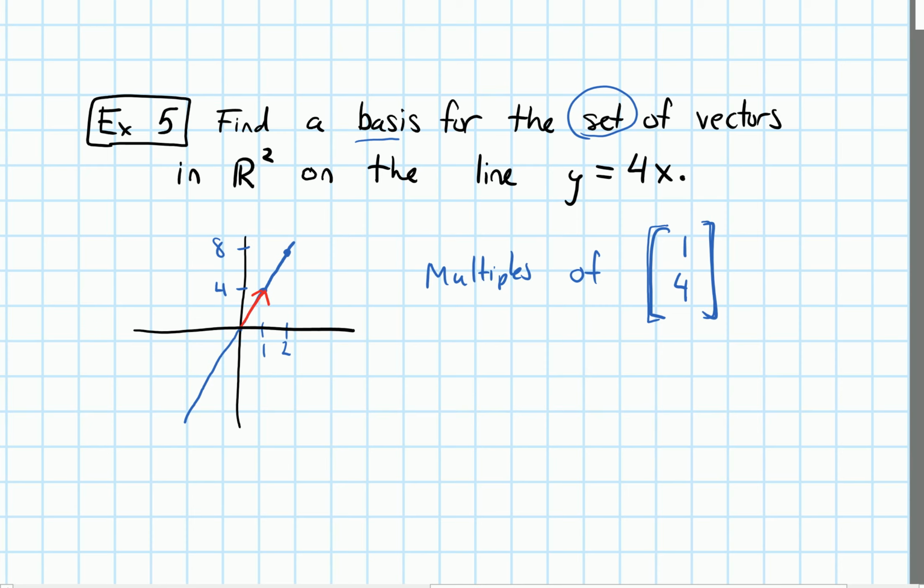So this vector right here is going to form our basis. Our basis, let me practice writing this script B, is going to be the set, in set notation, that just has the vector 1, 4 in it. Because I'm only taking linear combinations of this vector to get all the other vectors on this line. When I take a linear combination of just one vector, I'm just forming the multiples of that vector. So this is my basis.